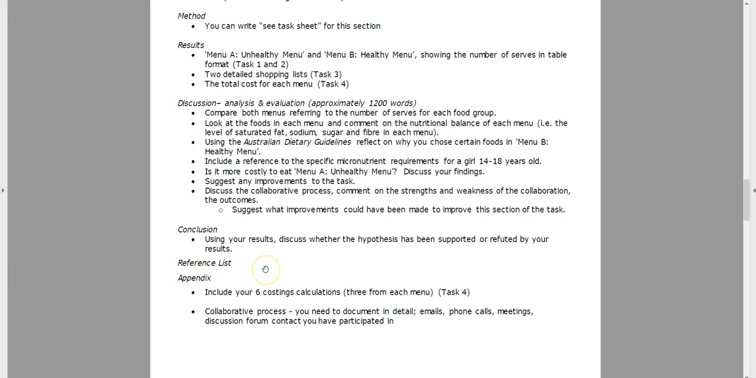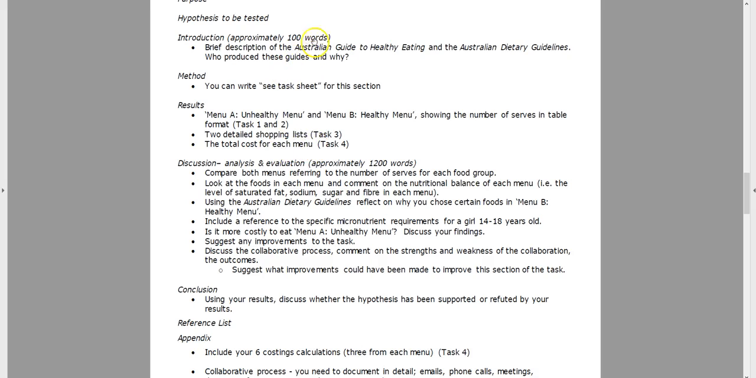Now I did point out to all of you that article in the end of topic 2 about junk food being a cheaper option, and you can actually use some of the statistics that they have in that article in your introduction to introduce the idea to the person that is reading this that it is an issue, which is why we are investigating whether it is possible to have a healthy menu that is cheap. So if you haven't already read that article, I highly recommend that you do, because it will give you some relevant statistics that you can put into your introduction.